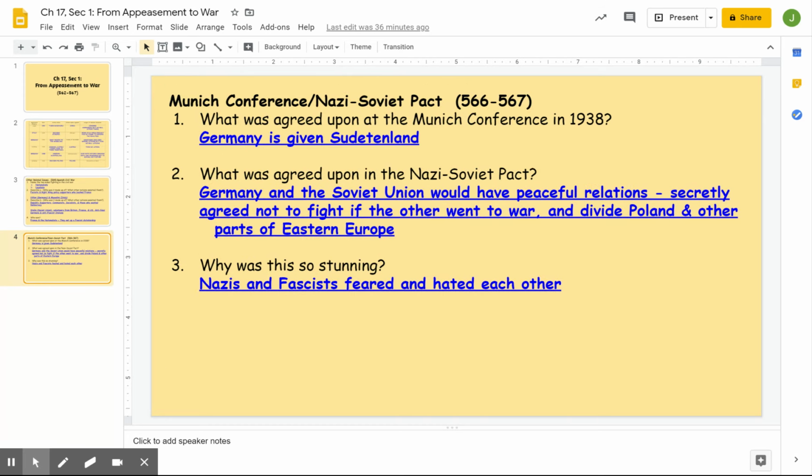All right, so the last three questions. At the Munich conference, we see in 1938, Germany is given the Sudetenland, but they must promise not to expand any further, and we know that that doesn't happen.